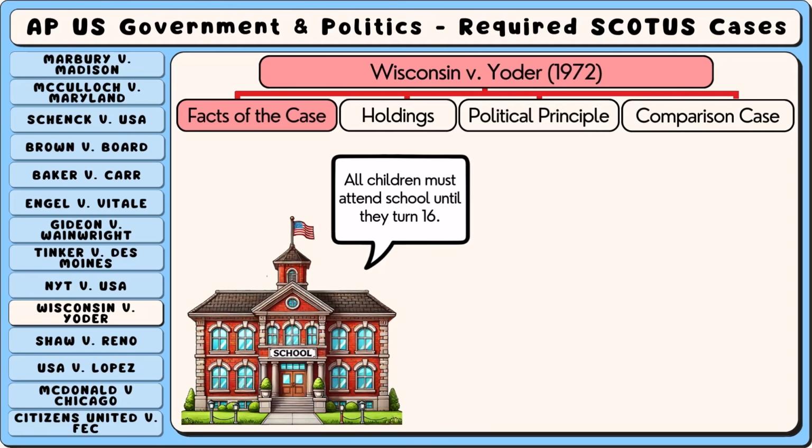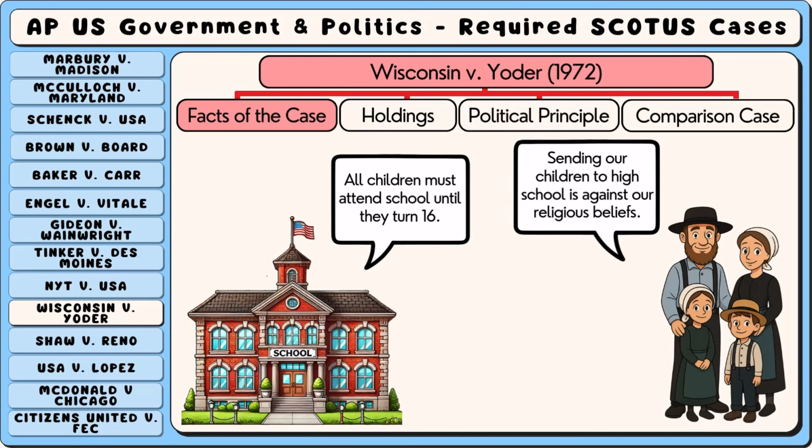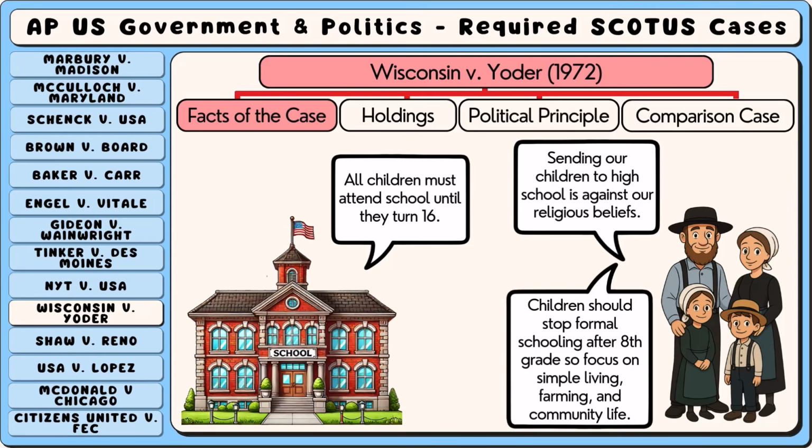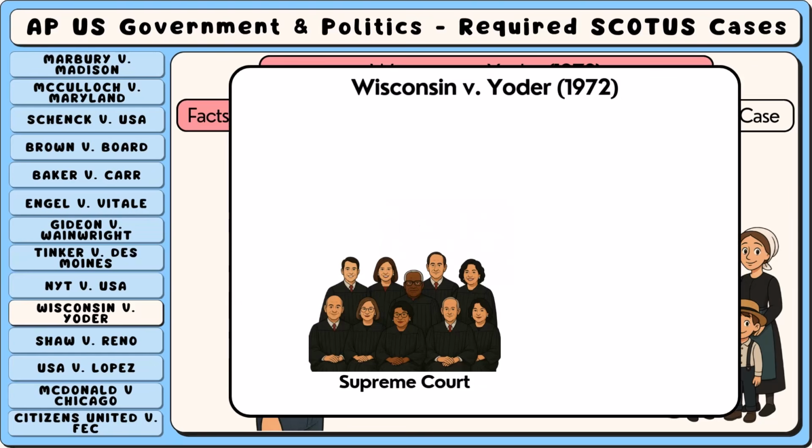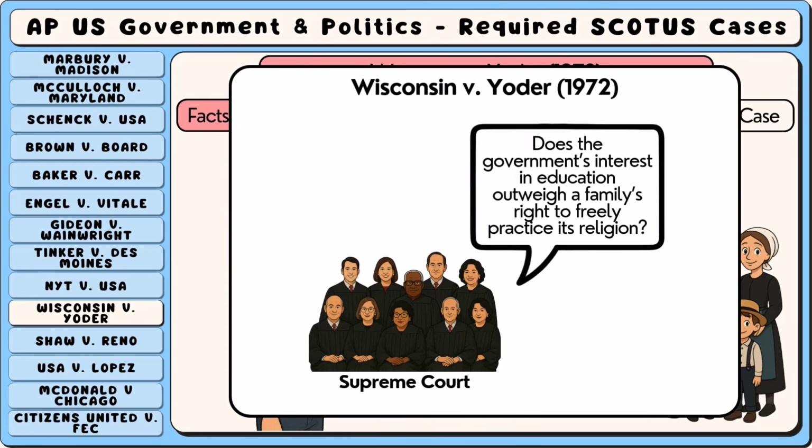In the state of Wisconsin, the law said that all children had to attend school until they turned 16. However, several Amish families believed that sending their children to high school went against their religious teachings. Their religion taught that children should stop formal schooling after the 8th grade so they could focus on simple living, farming, and community life. When the Amish families removed their children from school after the 8th grade, the state charged them with breaking the attendance law. This raised one major question for the Supreme Court. Does the government's interest in education outweigh a family's right to freely practice its religion?